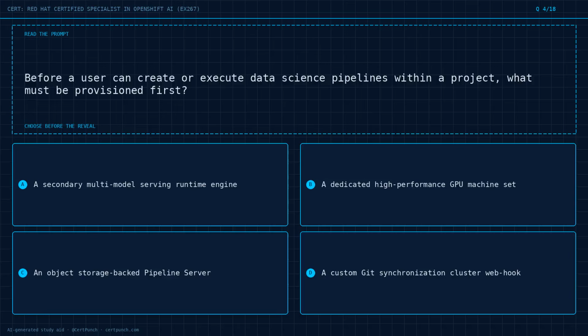Option B. A dedicated high-performance GPU machine set. Option C. An object storage-backed pipeline server. Option D. A custom Git synchronization cluster webhook. Make the call before the reveal. The correct answer is option C. An object storage-backed pipeline server.